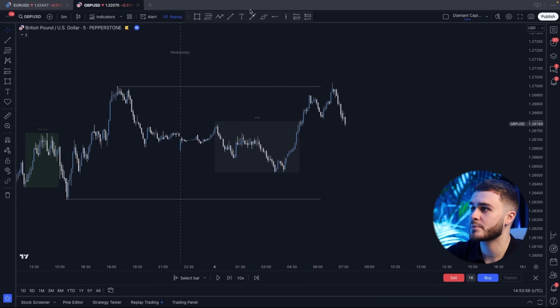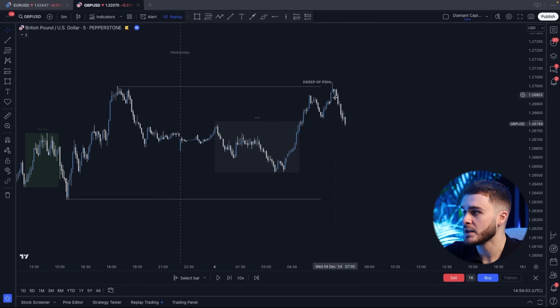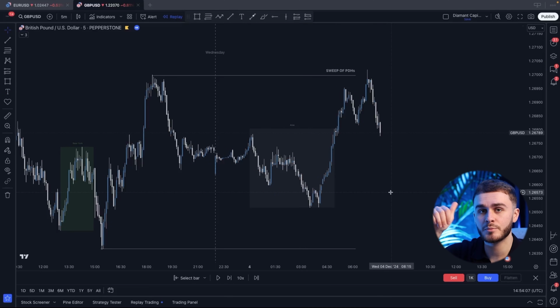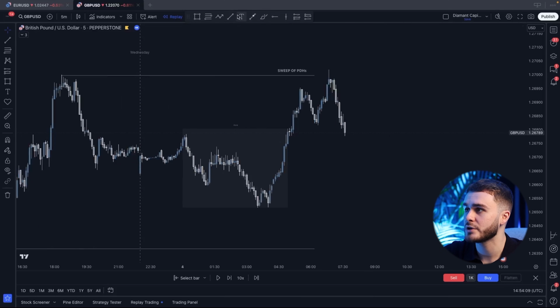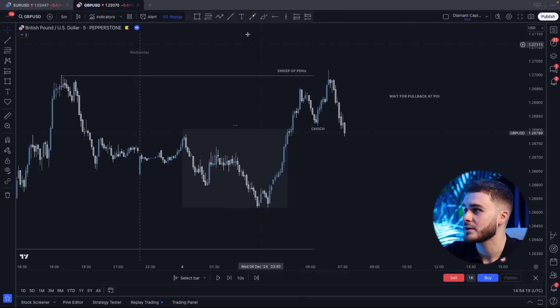So just looking at current price action, what have we actually got over here? We've actually got a sweep of previous daily highs at this point over here, so a very nice liquidity sweep. That fulfills point number 1. Point number 2 is going to be the change of character that we've got at this point over here. Point number 3 is going to be what? We wait for a pullback at a point of interest. So it's going to be as simple as something like this.